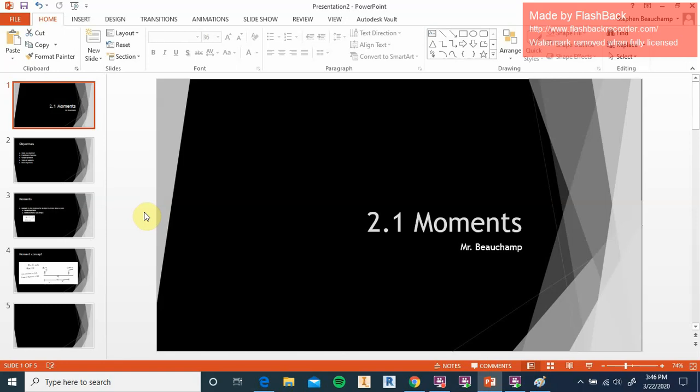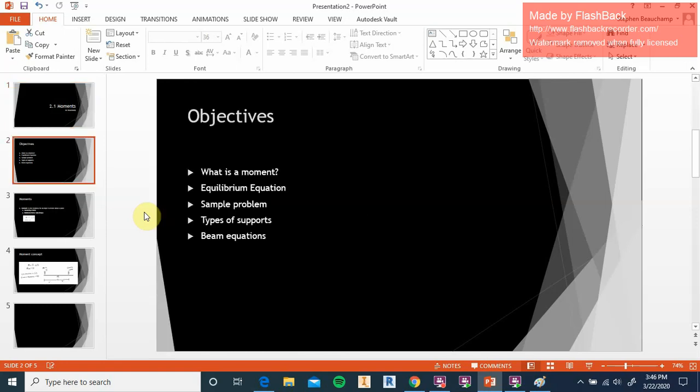In this video, we're going to be taking a look at moments. The objectives for today are looking at what is a moment, taking a look at some additional equilibrium equations. If you remember, we talked a little bit about static equilibrium in the last video with the sum of the forces in x equals 0 and the sum of the forces in y equals 0. So we're going to add to that today with moments.